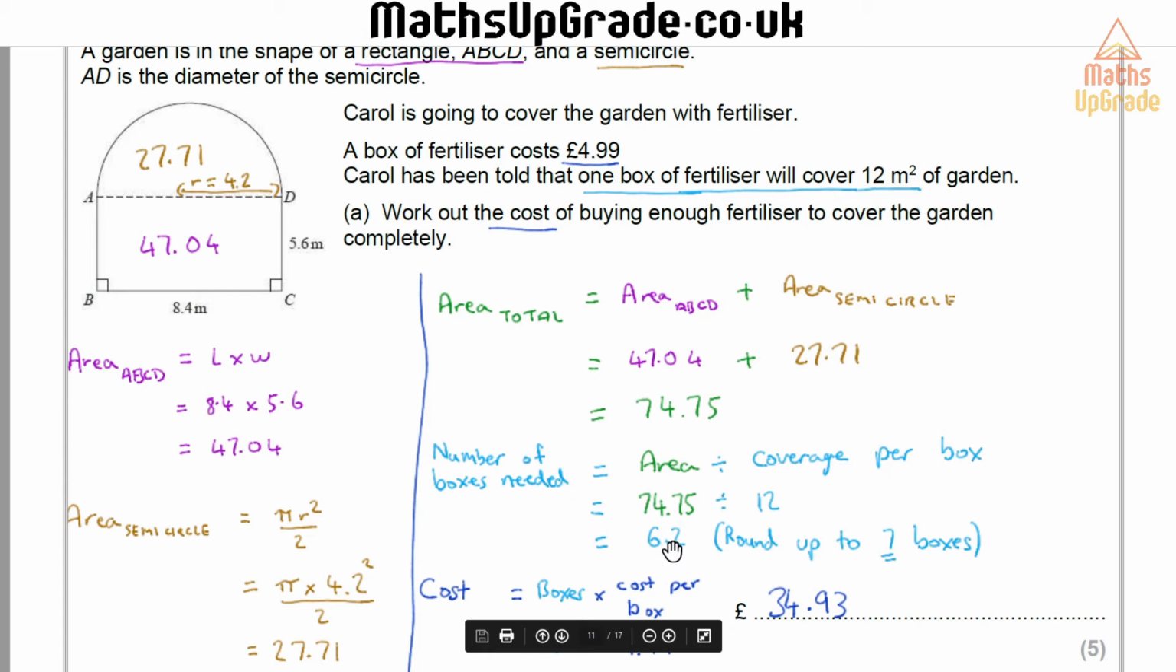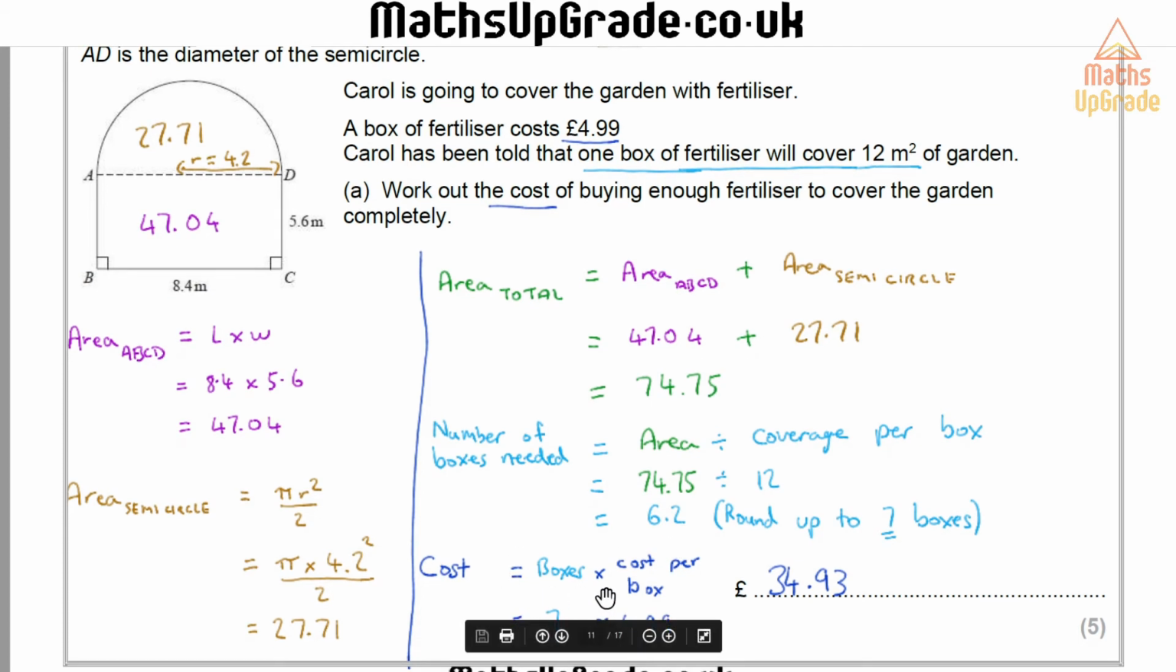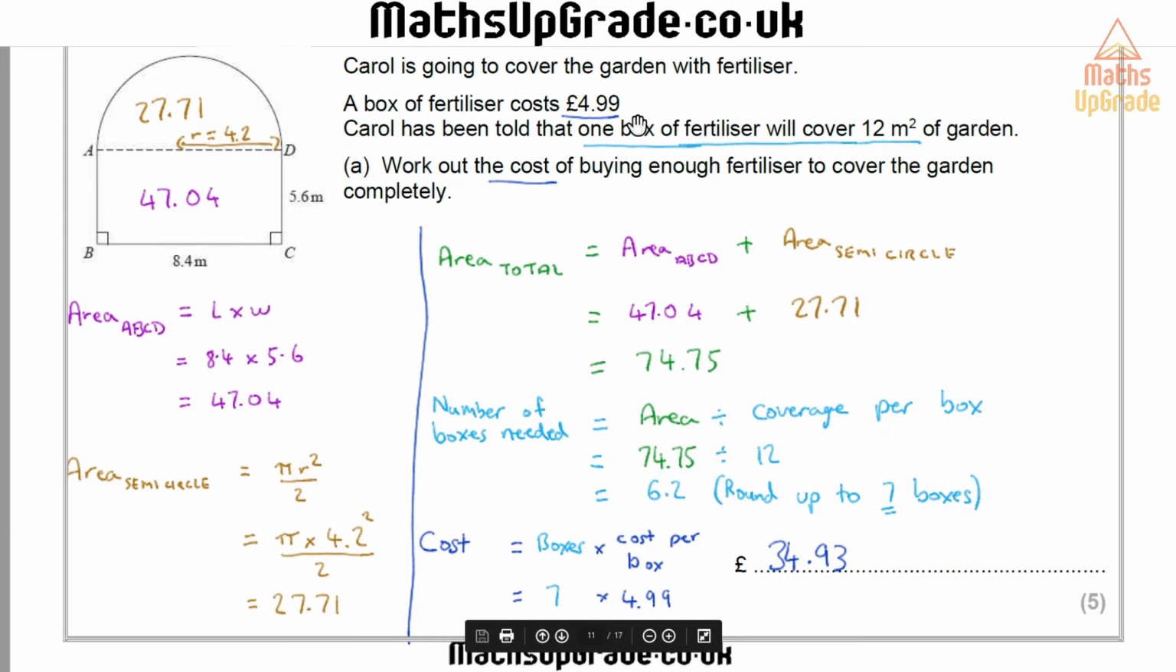Well, Carol cannot buy 6.2 boxes. She can either buy 6 boxes or 7 boxes. So she'll definitely need 7 boxes to have enough for the garden, and she'll have a little bit left over. So 7 boxes times £4.99 per box, and so it will cost her £34.93, and that would be 5 marks for that question.